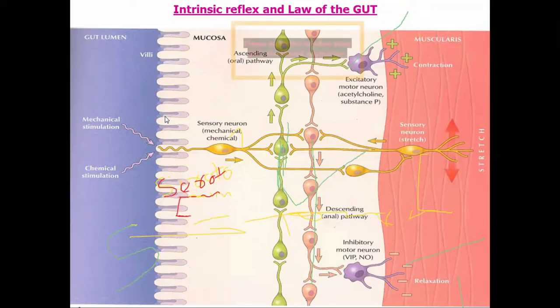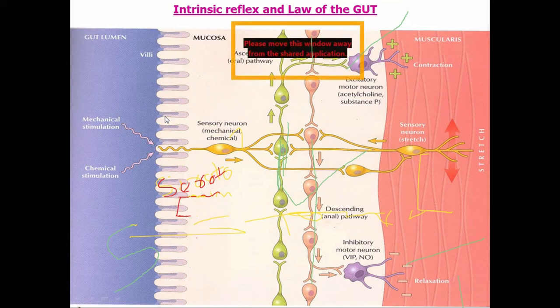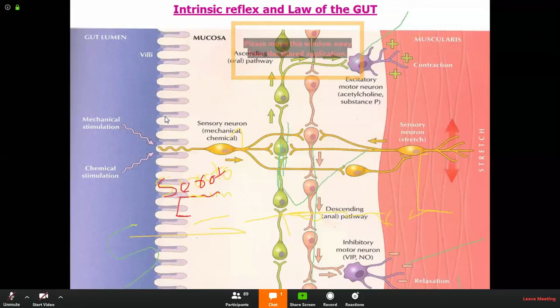Sometimes there is anti-peristalsis in some pathological conditions, or if there is some irritation in the gastric mucosa. But normally there is peristalsis, which goes from the oral side to the aboral side. Contraction behind the bolus, you have to remember this.